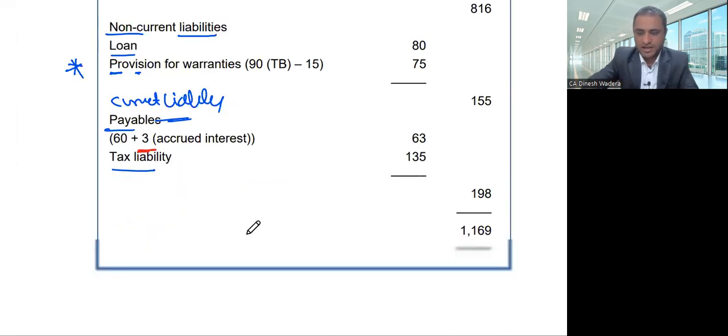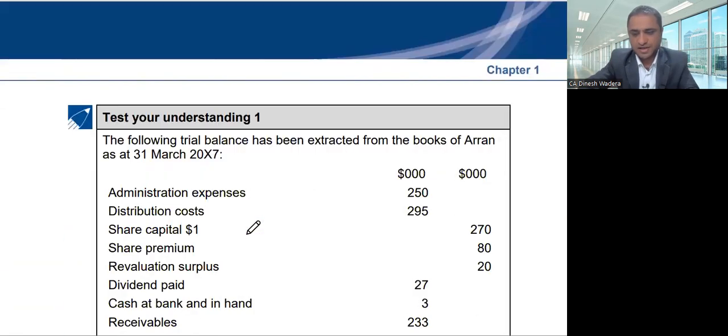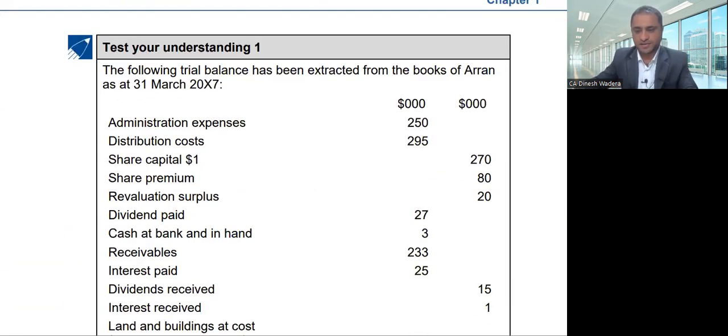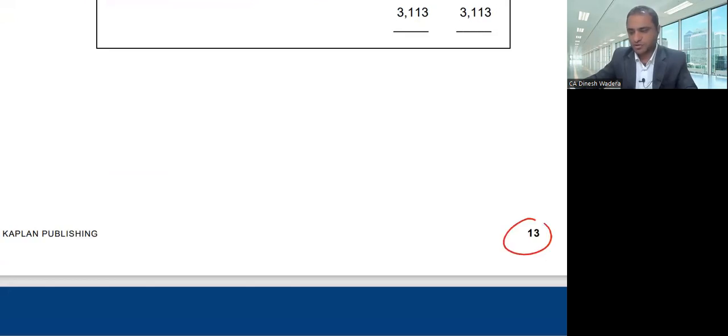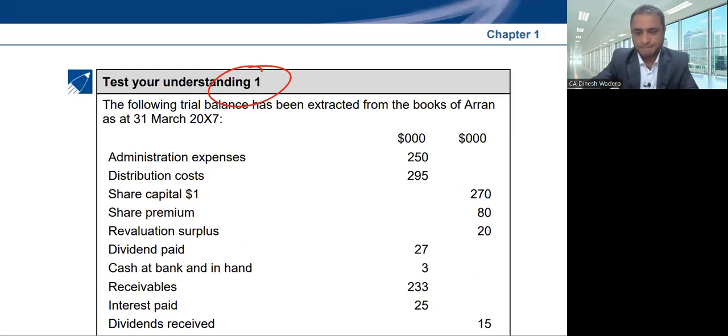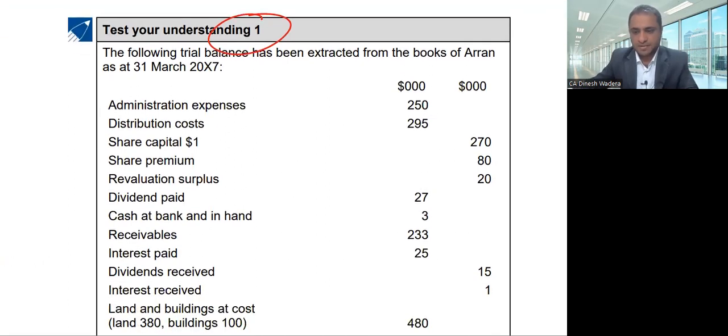So for today, you can give it a try, test your understanding in your Kaplan. Page number may vary based on the version you are using and I am using. I have this on page number 13 here, from the books of Aaron. So give it a try, solve it. Let me know if you face any difficulties.